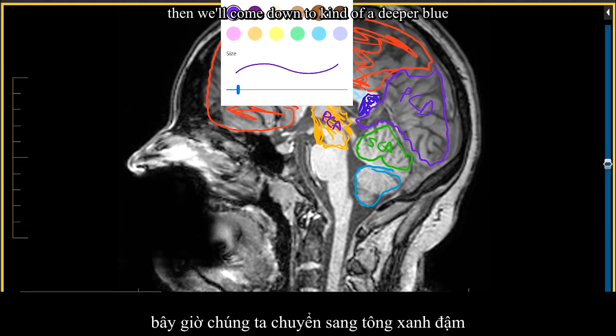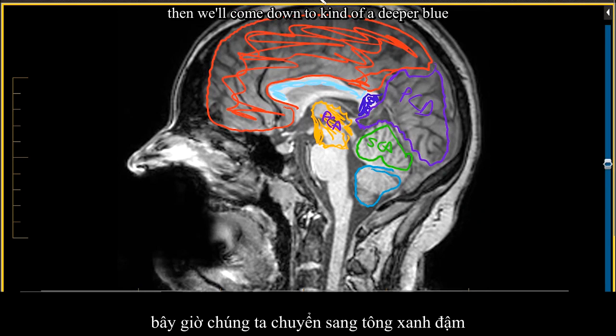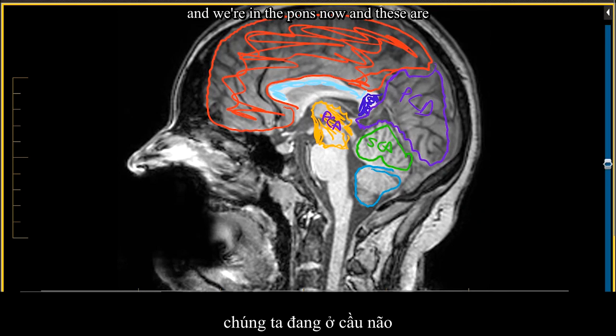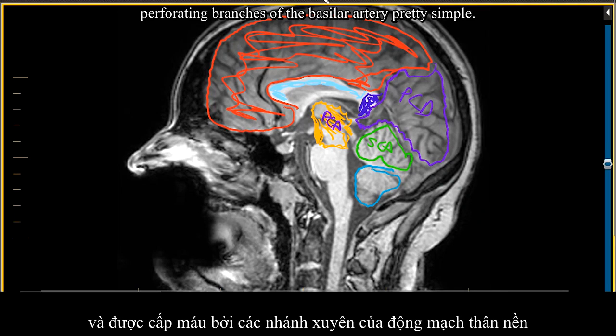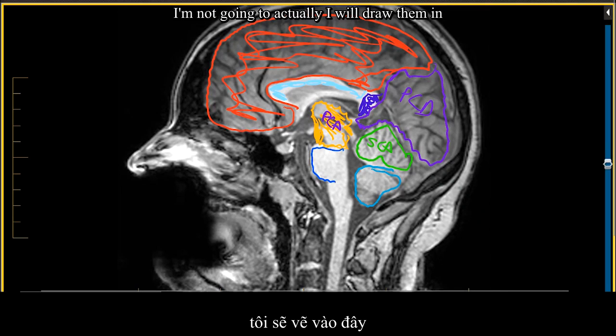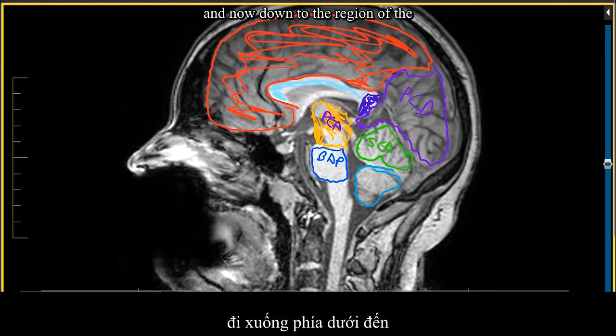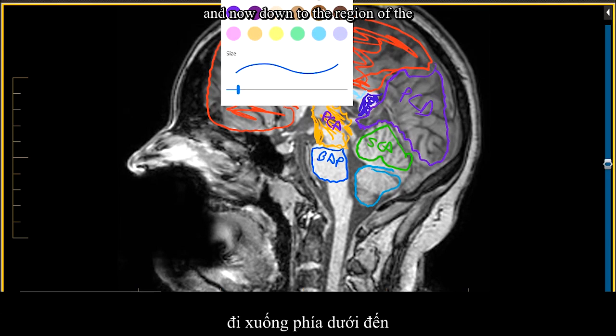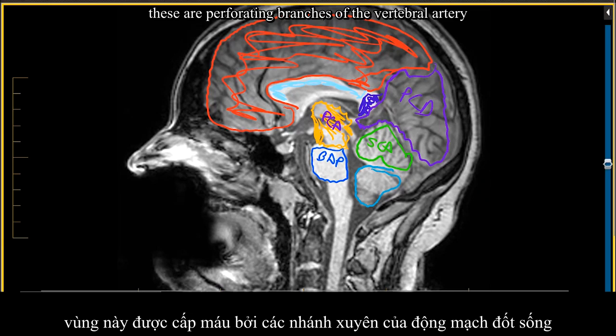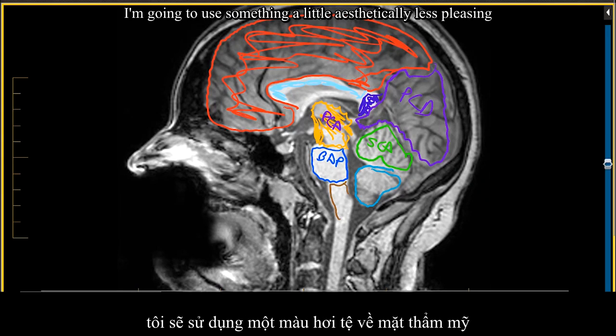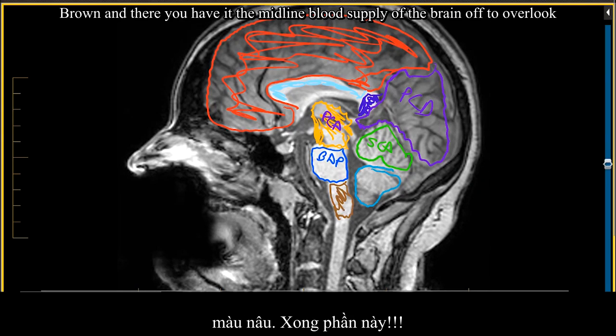Then we'll come down to kind of a deeper blue, and we're in the pons now. And these are perforating branches of the basilar artery, pretty simple. I'm not going to, actually I will draw them in. Basilar artery perforators, BAP. And now down to the region of the medulla of the brain stem. These are perforating branches of the vertebral artery. I'm going to use something a little aesthetically less pleasing, brown, and there you have it.